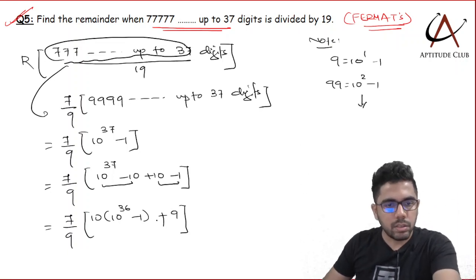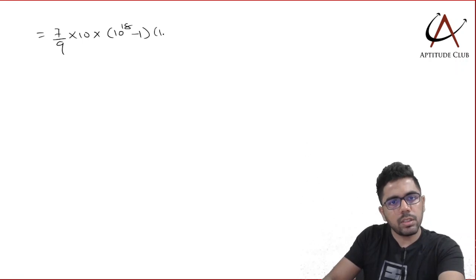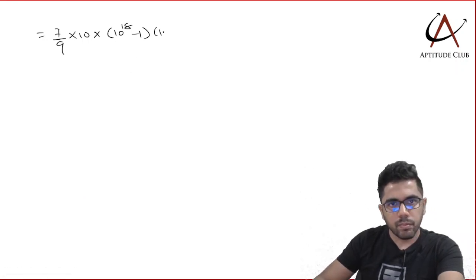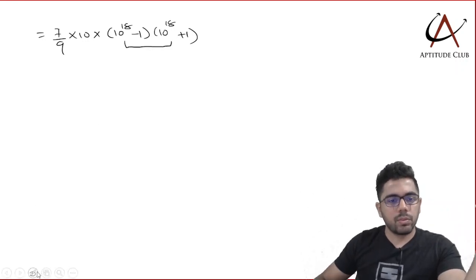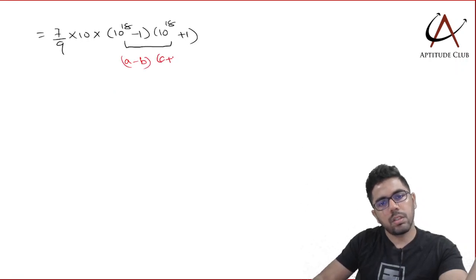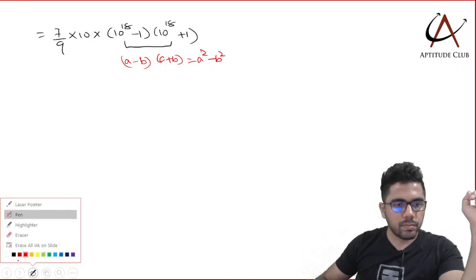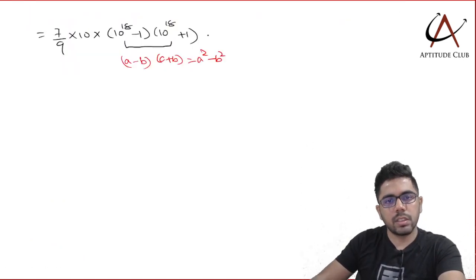Now you open the bracket. So you get 7 by 9 into 10 into 10 to the power 36 minus 1. Can I write it in this way: 10 to the power 18 plus 1 into 10 to the power 18 minus 1? A minus b into a plus b. Understood? A minus b into a plus b gives a square minus b square form. I broke it down like this. And this 7 by 9 into 9 will result in 7.